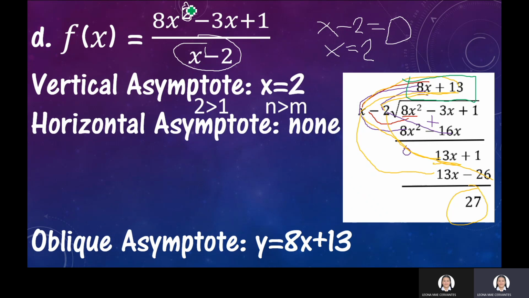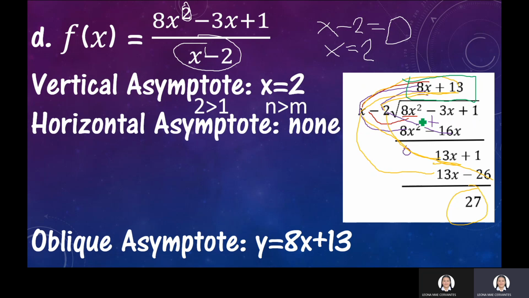Horizontal asymptote, highest exponent of the numerator, 2. Highest exponent of the denominator, 1. So, we have 2 is greater than 1. Therefore, n is greater than m. So, horizontal asymptote, none. Okay? So, we will have an oblique asymptote since we don't have a horizontal asymptote. Then, for the oblique asymptote, we will just use long division. Divide numerator by denominator. 8x squared minus 3x plus 1 divided by x minus 2.